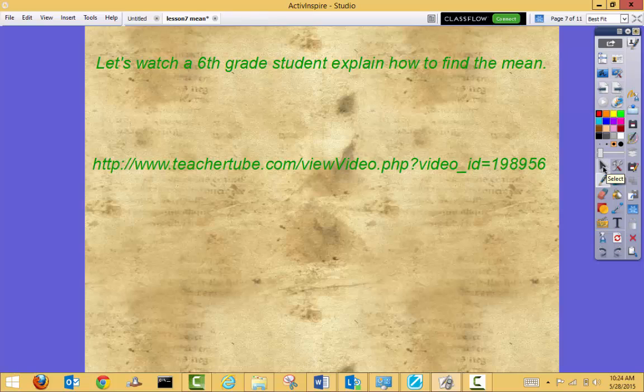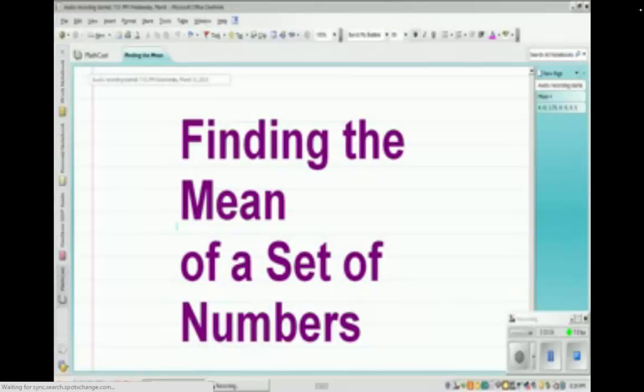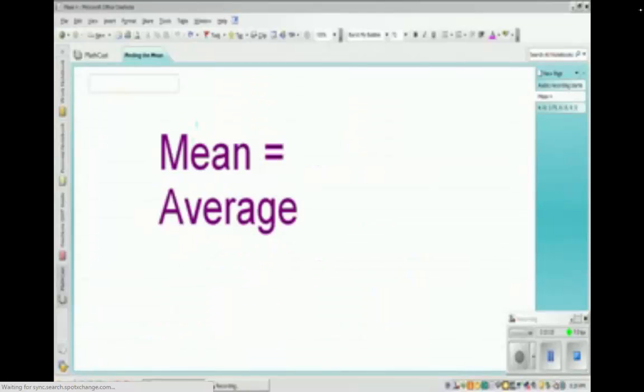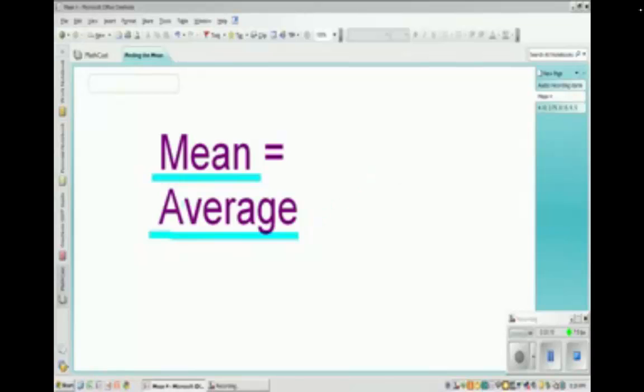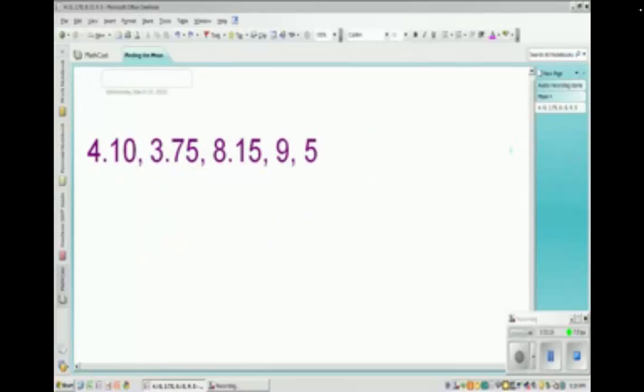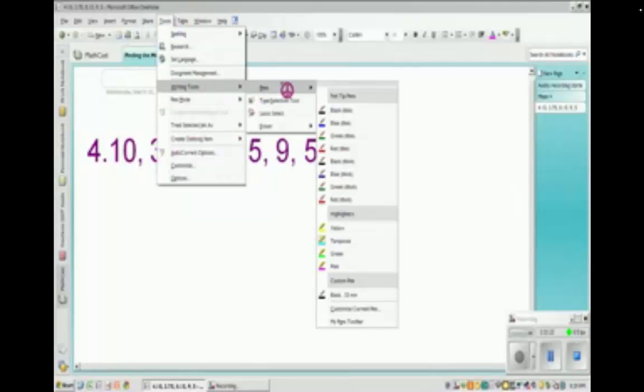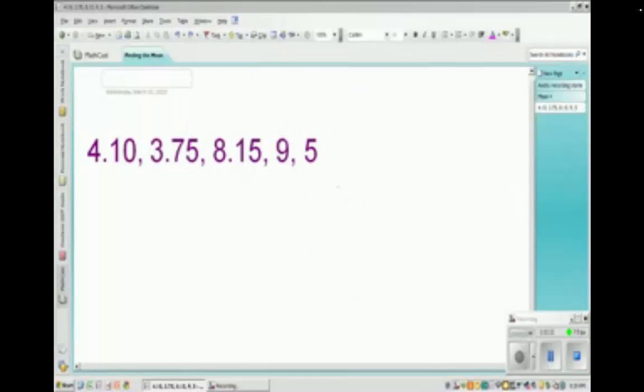Okay, we're going to watch a video on how we find the mean, explained by other 6th grade students. I'll show you how to find the mean of a set of numbers. Before I start my demonstration, I must tell you that the mean means the exact same thing as finding the average. So if you already know how to find the average, then that means you already know how to find the mean. Here is a set of numbers for our demonstration. Step 1 is really easy. All you have to do is find the sum of the numbers, which means to add all the numbers up.